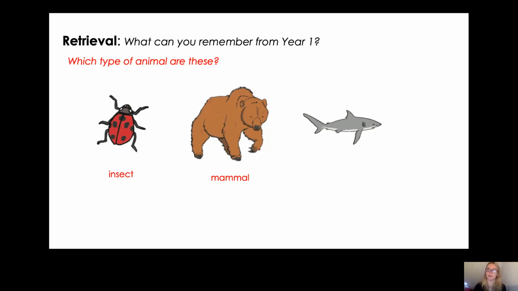Okay, and finally, what type of animal is a shark? Can you see the gills on the side of it, which help it to breathe underwater? Well, therefore, it's a fish. Okay, so well done if you remembered all of that from year one, and that will really help you in our year two topic. So let's move on to our year two topic, growth and survival.